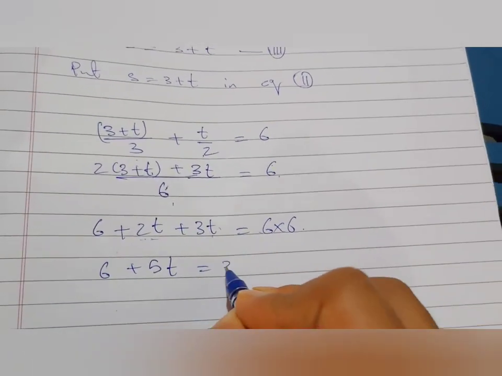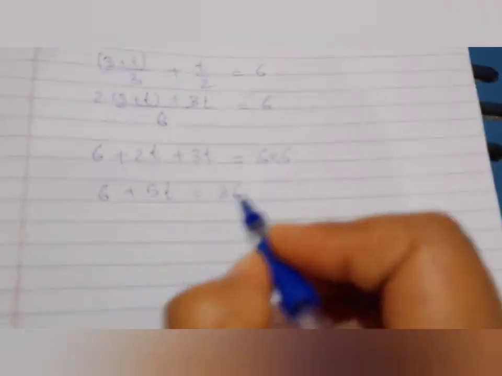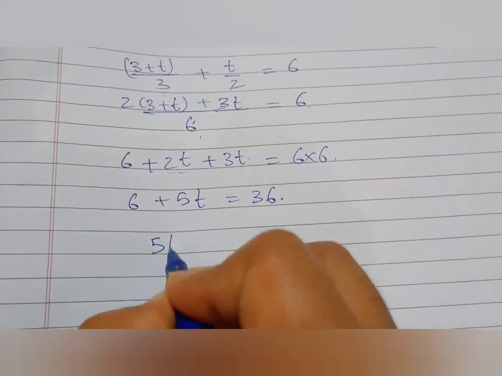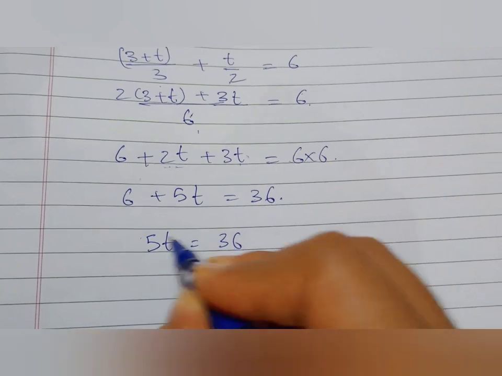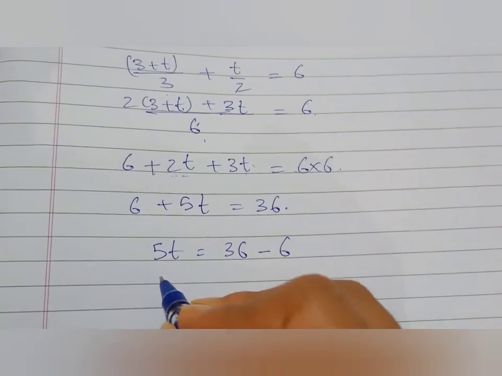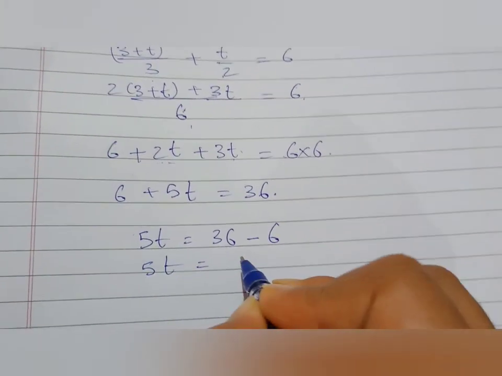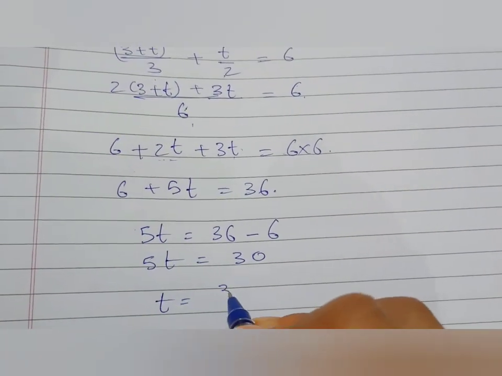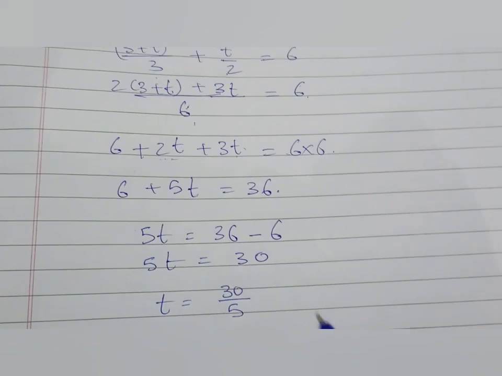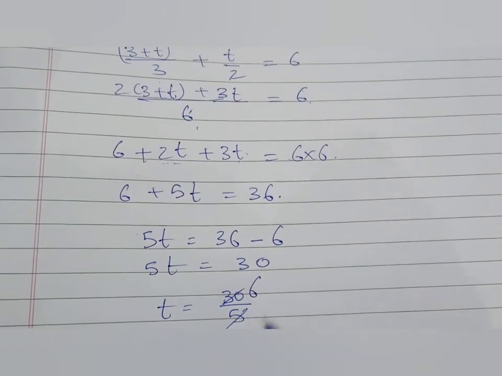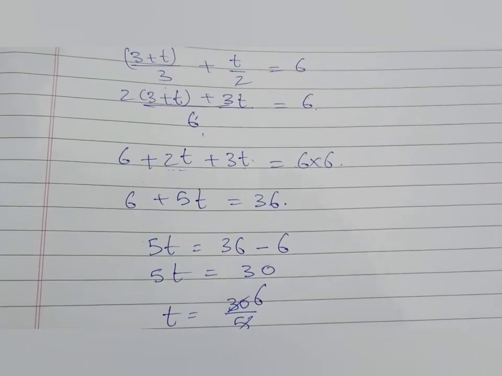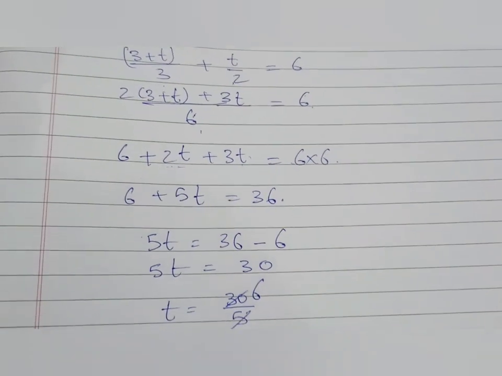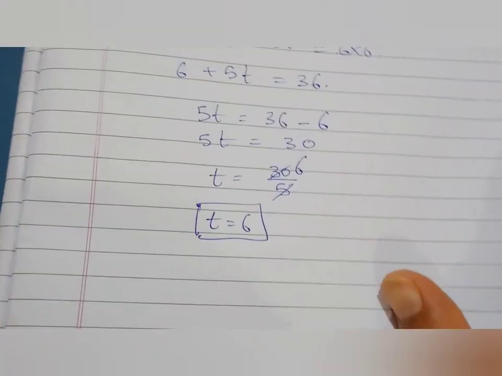6 sixes will be 36. Now we will take 6 to the other side, so we'll get 36 minus 6. So 5t equals 30. So t equals 30 by 5. 5 ones are 5, 5 sixes are 30. So the value of t is 6. So we got the value of t as 6.